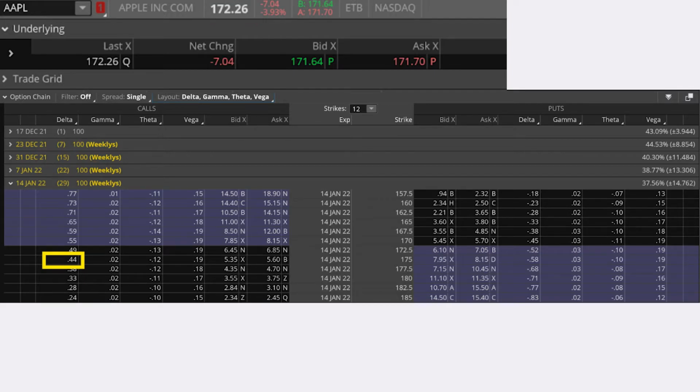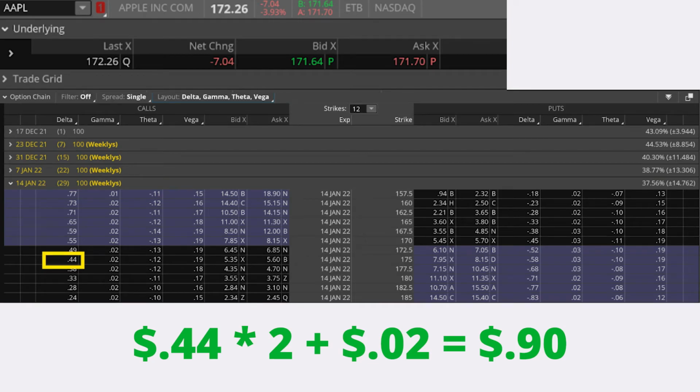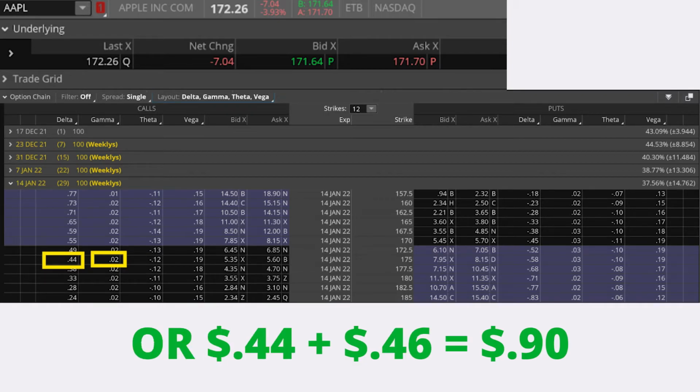If Apple goes up to 173.26, your contract will go up by 44 cents. And if Apple goes up to 174.26, your contract will go up again by your new delta, which is 44 cents plus your gamma, which is 2 cents. So up another 46 cents. Just to clarify, if you get the contract now and Apple goes up by $2, your contract will be up 44 cents plus 46 cents, which is 90 cents per share.